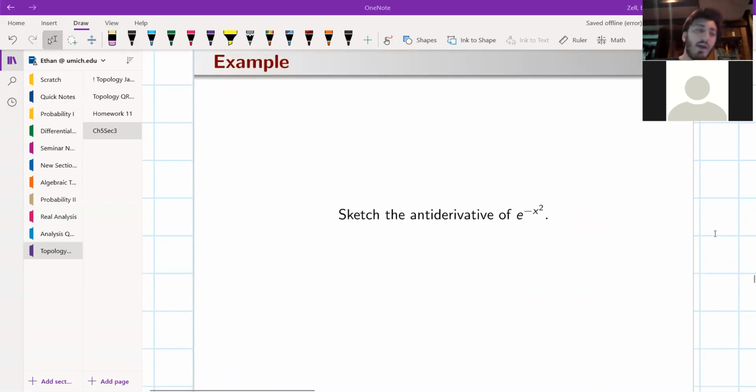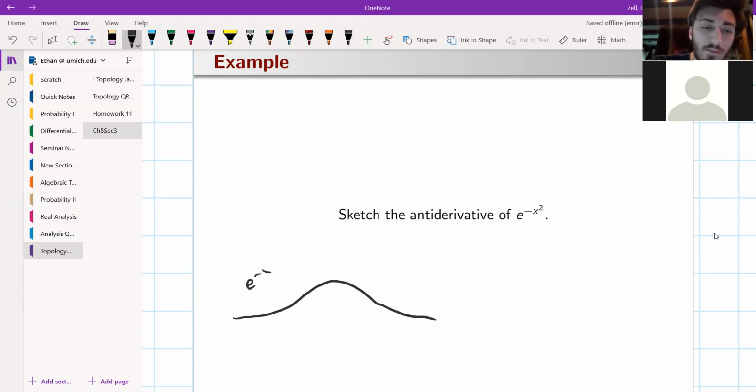So now we want to talk about sketching antiderivatives. I want to do an example for you. You can look up this function, but some of you might recognize it from statistics. This is a bell curve, but it's not a normalized one, so it's not like a normal distribution, which is going to have area 1. It's just any regular bell curve. So this is the function e to the minus x squared. And this is the y-axis, and then below is the x-axis, like that.